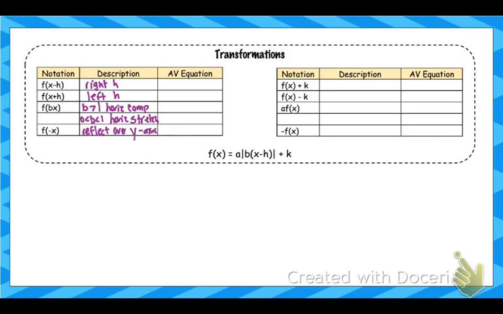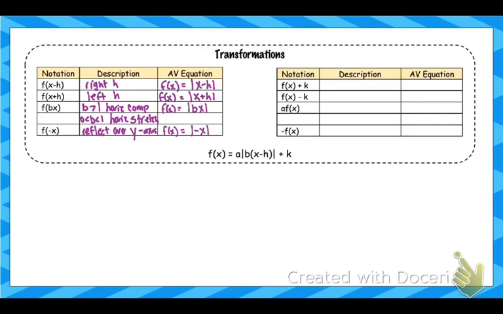So what we're going to look at is how these transformations look on an absolute value equation. So for an absolute value function that's shifted to the right, that's going to happen inside the absolute value bars. If it were to go left, that would also happen inside the absolute value bars. If it's a horizontal stretch or compression, that would be a number multiplied inside the absolute value, and reflected over the y-axis inside our absolute values.